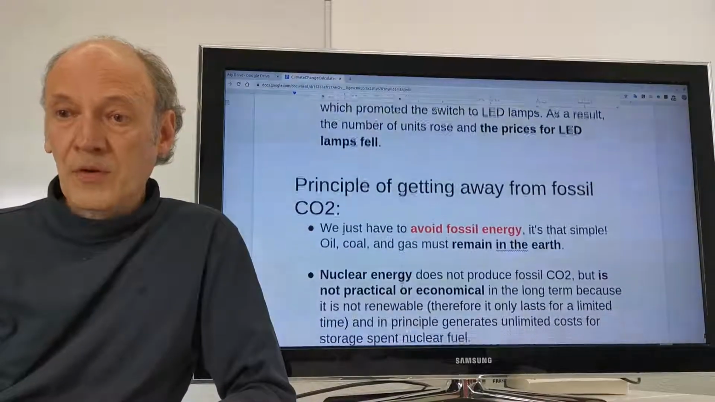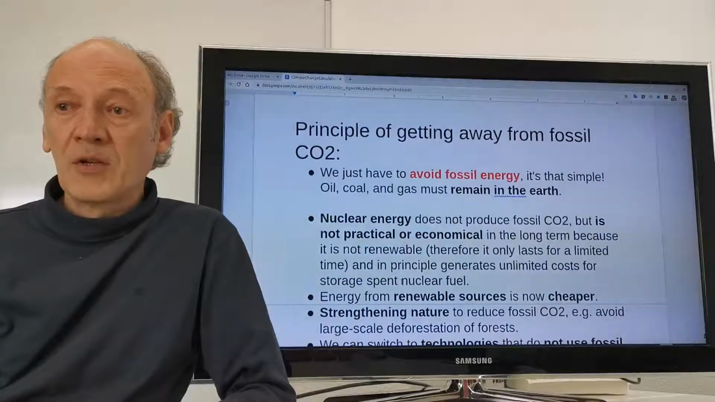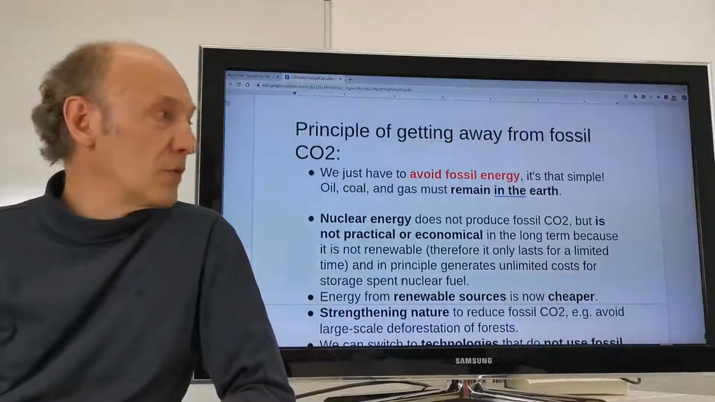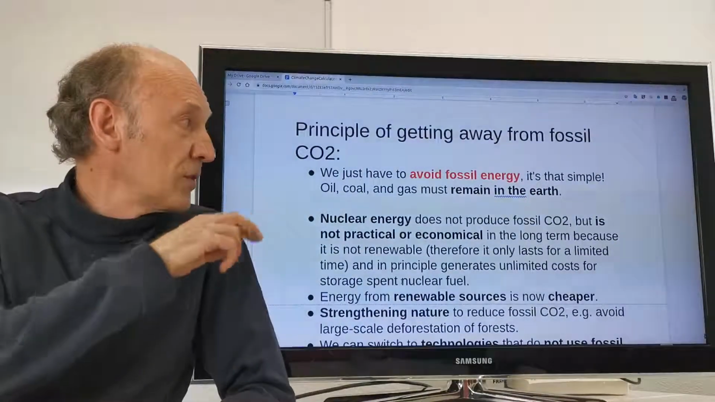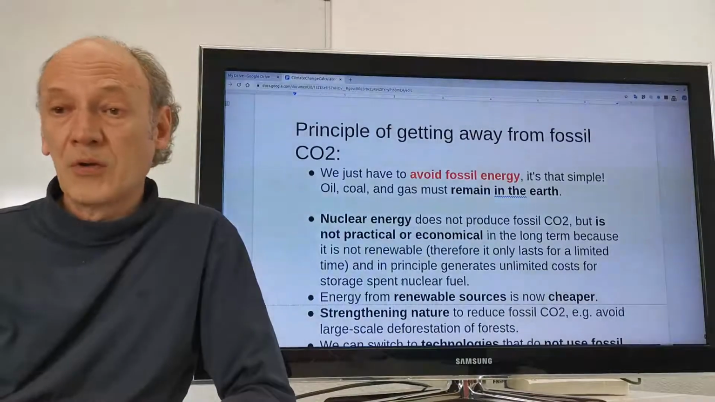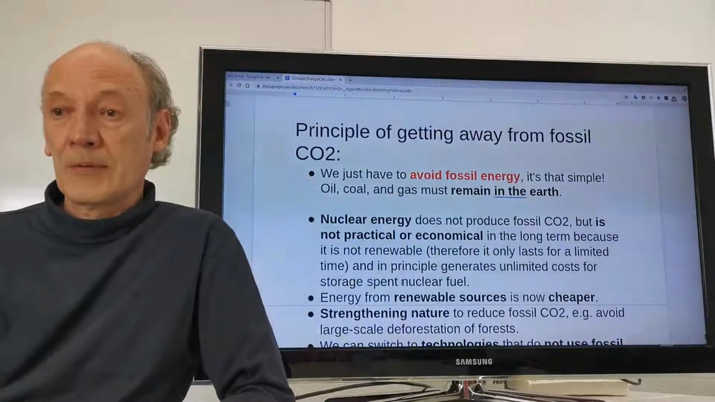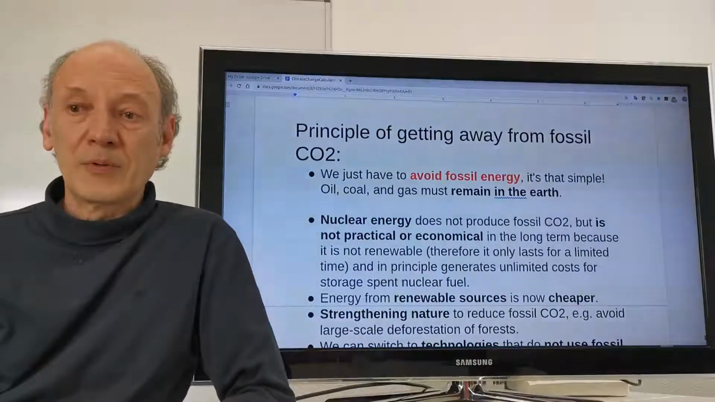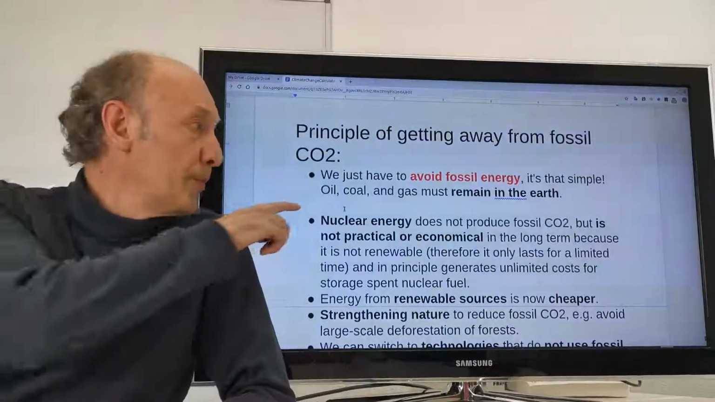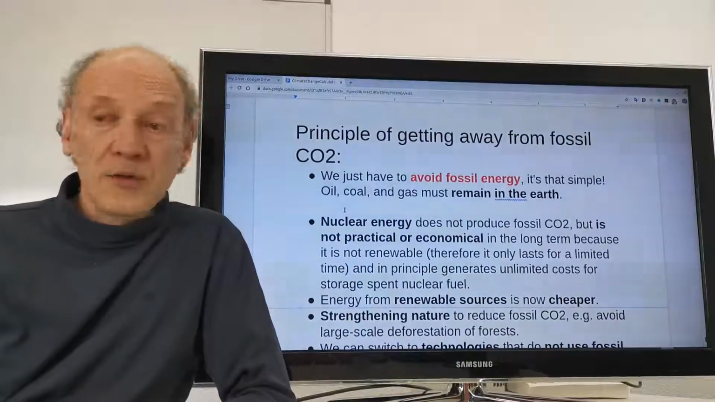So this is then our principle of getting away from fossil CO2. We just have to avoid fossil energy altogether, like CFCs, right? We just have to avoid fossil energy. In principle, it's that simple. Oil, coal, and gas must remain in the earth.